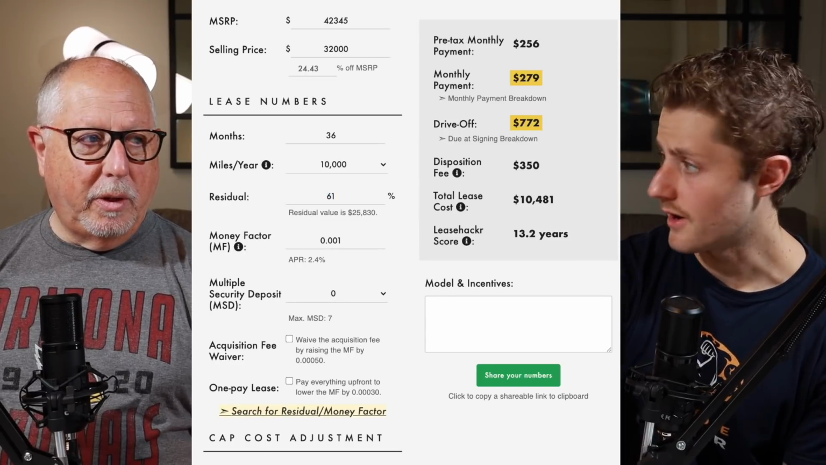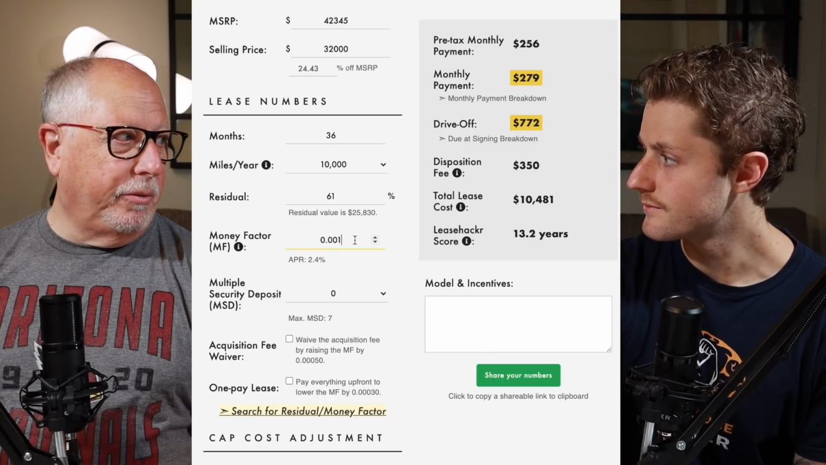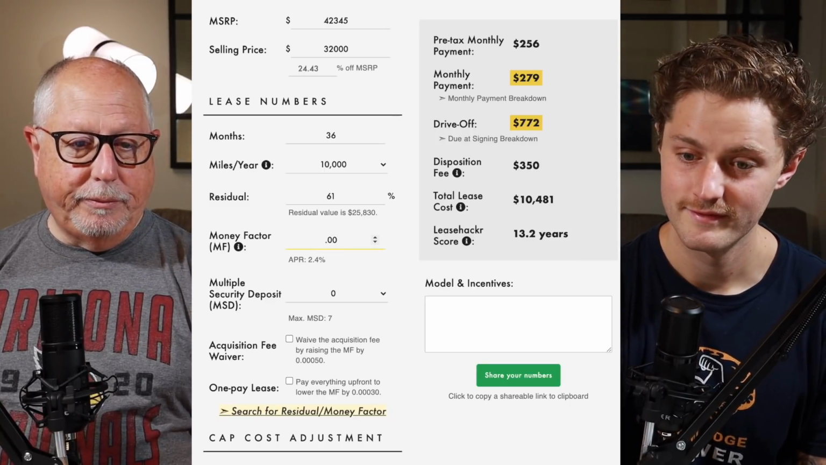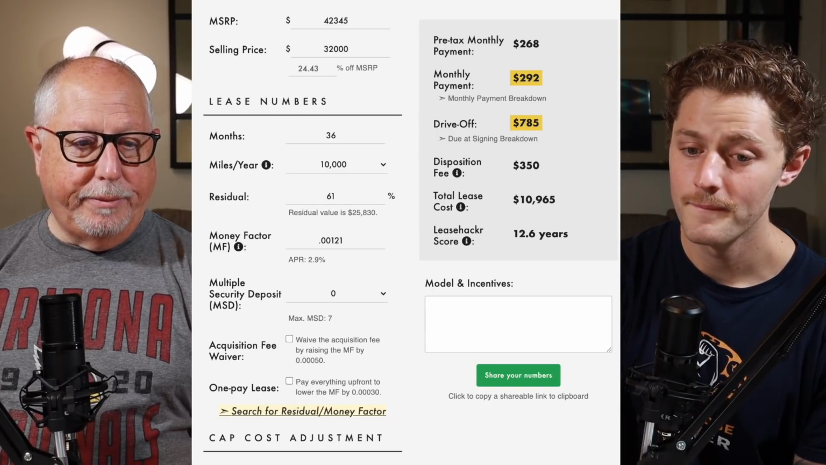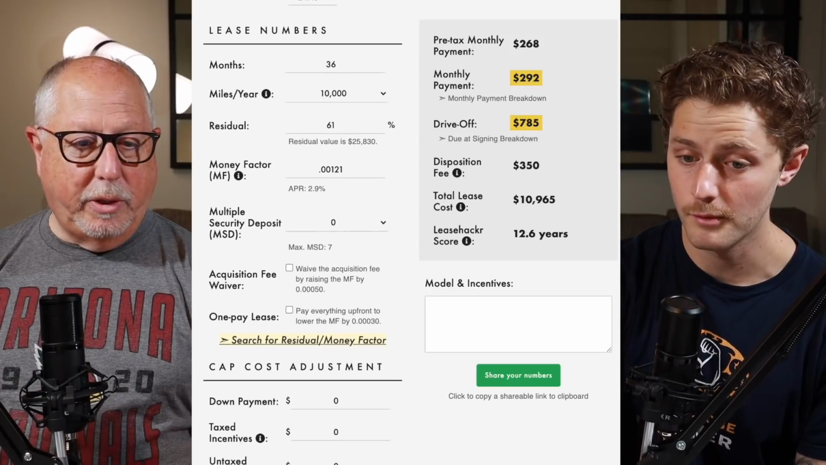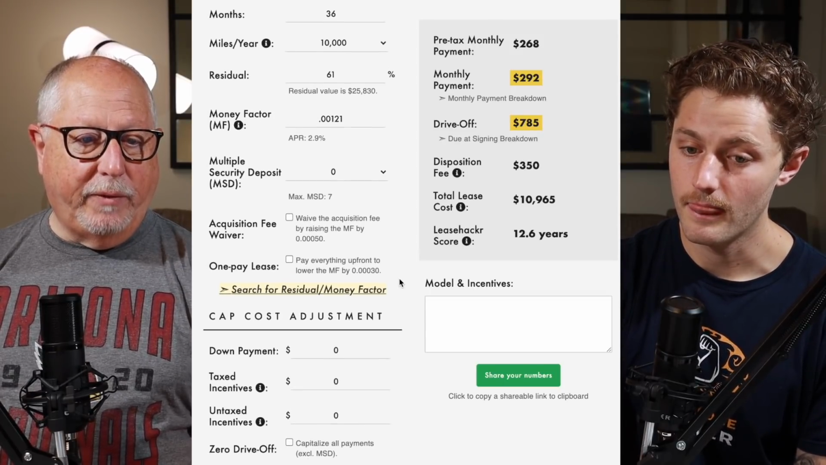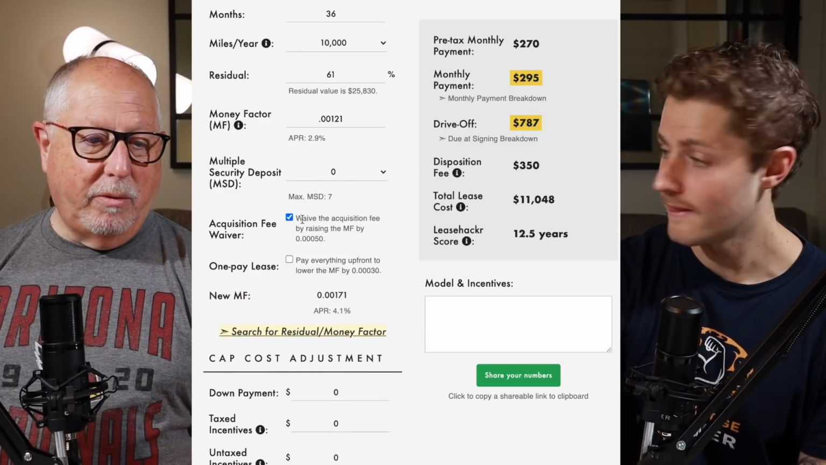Do you remember what the money factor was? I don't, but let's say it was 0.00121. That's 2.9%, that sounds about right. Multiple security deposits. Did you put down multiple? No. Acquisition fee: waived. It was waived in my case. It was just waived, not by raising the money factor.